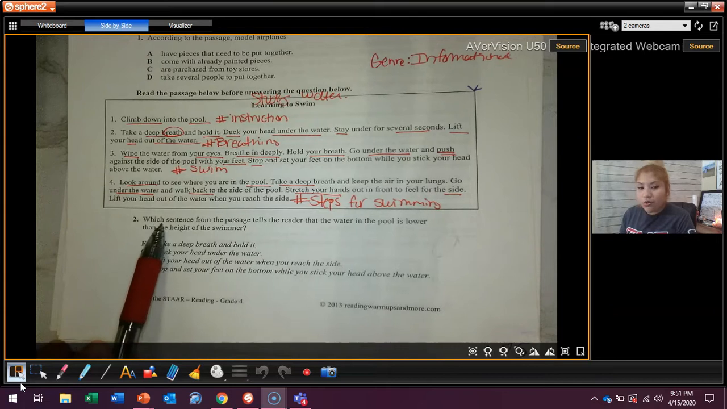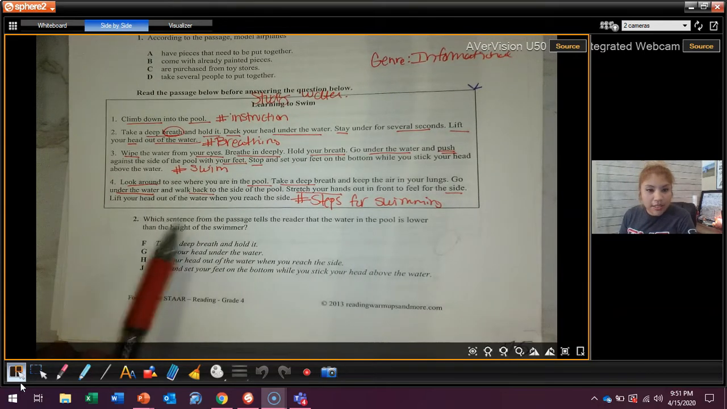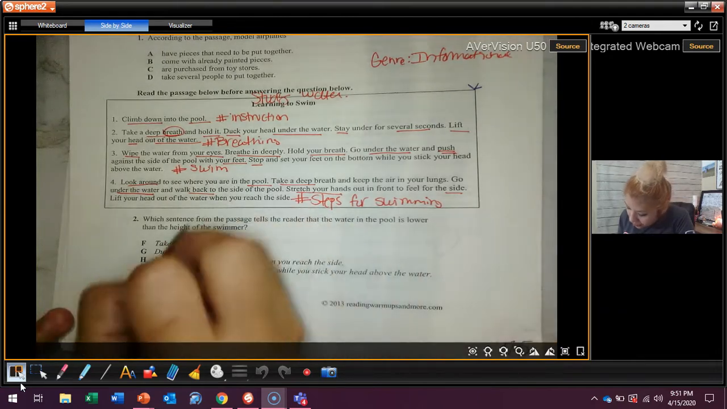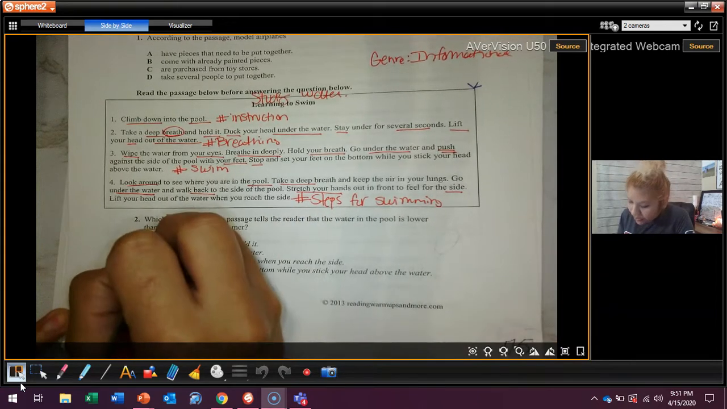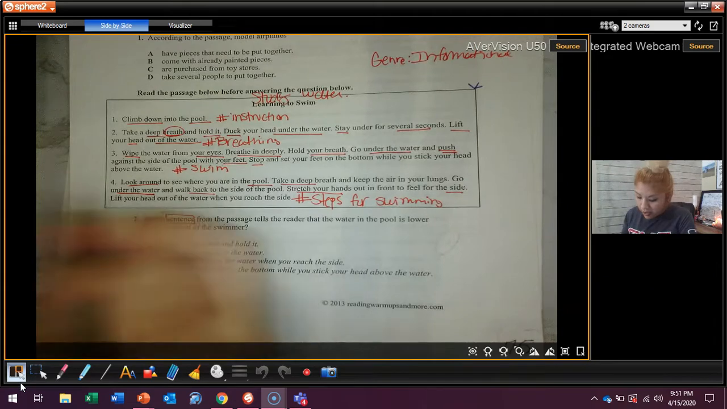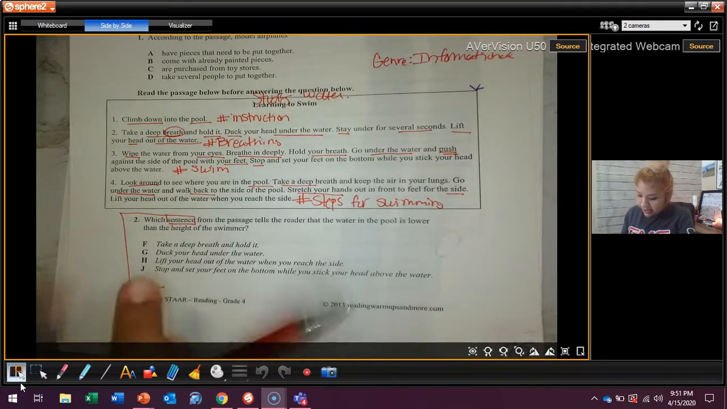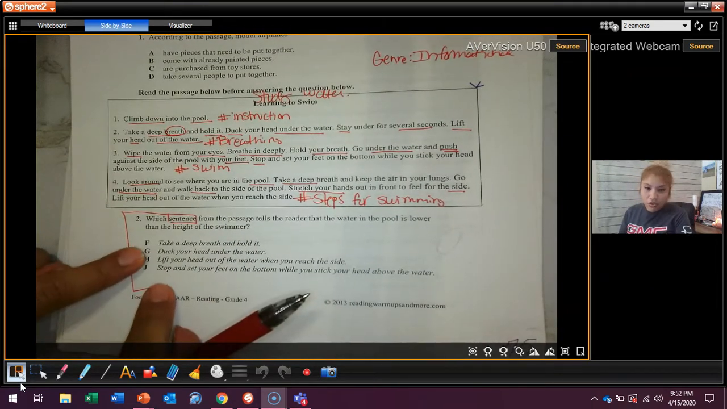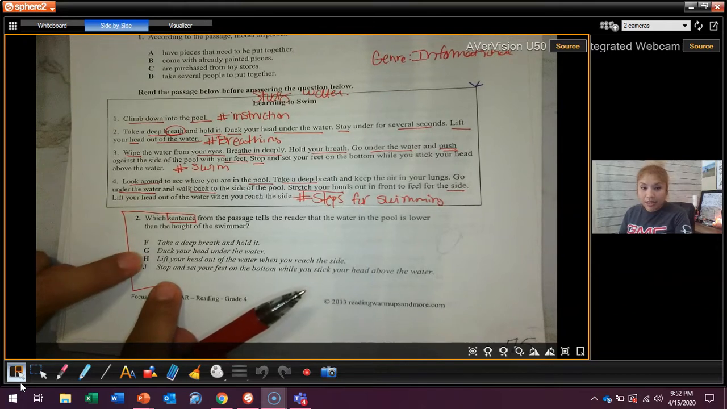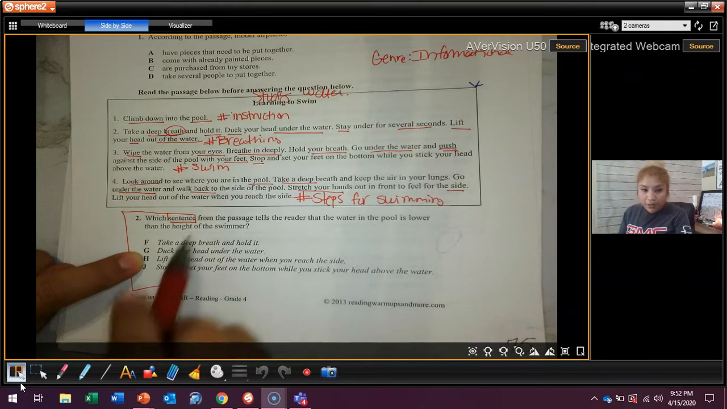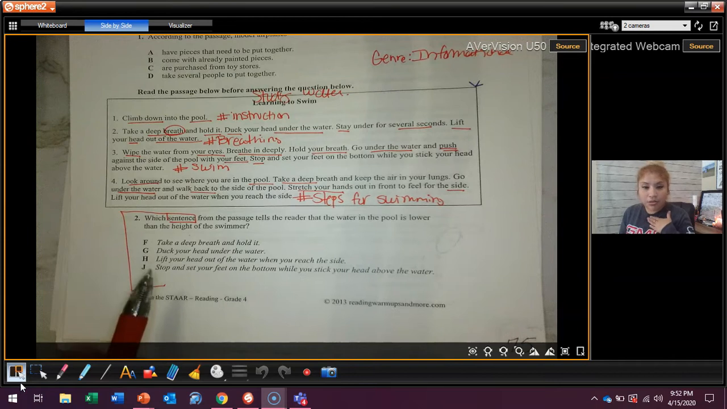So let's go ahead and go to our question. It says, which sentence from the passage tells the reader what the water in the pool is lower than, the height of the swimmer? So look what it says. They want to know a sentence. So remember, when it's asking for a sentence, we turn it around. That means these are my textual evidence. So do I have to write text S for this one? No, right? Because they already wrote it for me here. All I have to do is infer based on evidence.